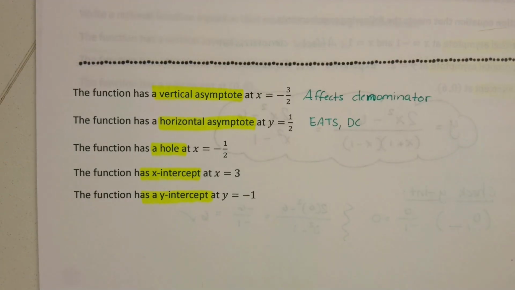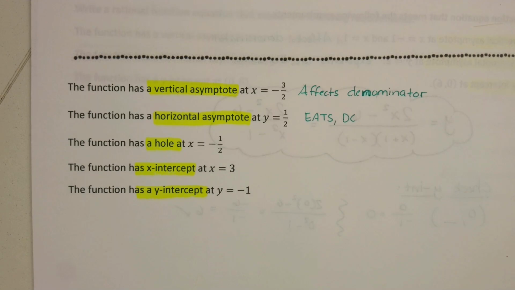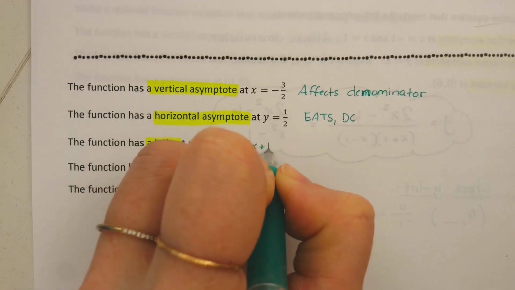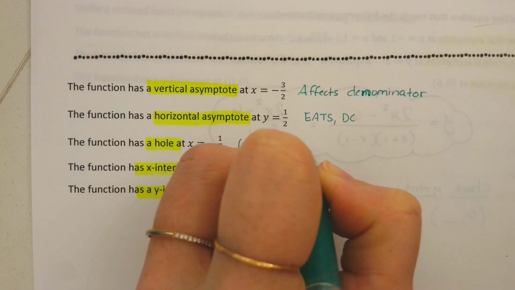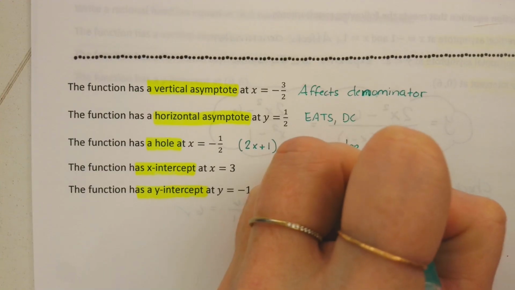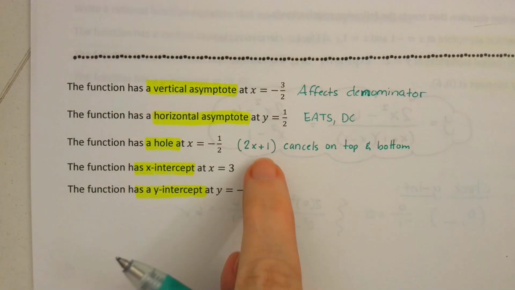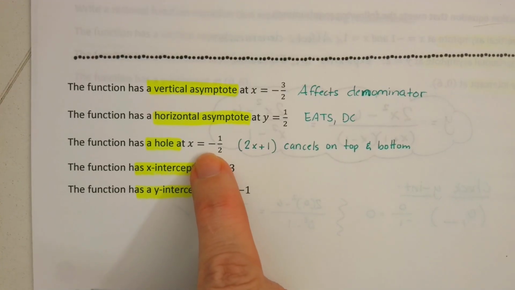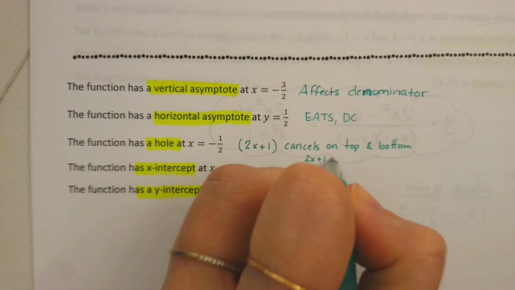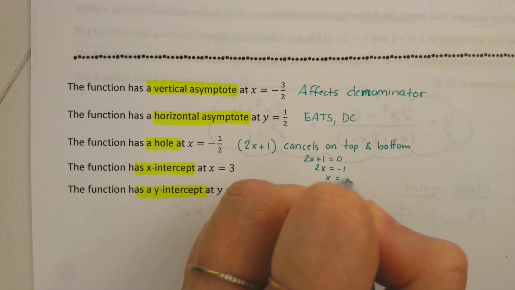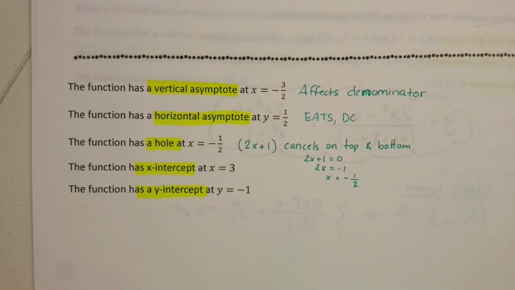Okay, a hole at x equals negative 1/2 tells me that there was some factor that canceled from the top and bottom. Can we tell what factor that is? 2x plus 1 canceled on the top and bottom. If you're not sure if it's 2x plus 1, you can always check real quick. If you were to take this and set it equal to 0 and solve it, would you get negative 1/2? Double check. 2x plus 1 equals 0. 2x equals negative 1. Yes. Okay, so that is the correct factor for the hole.